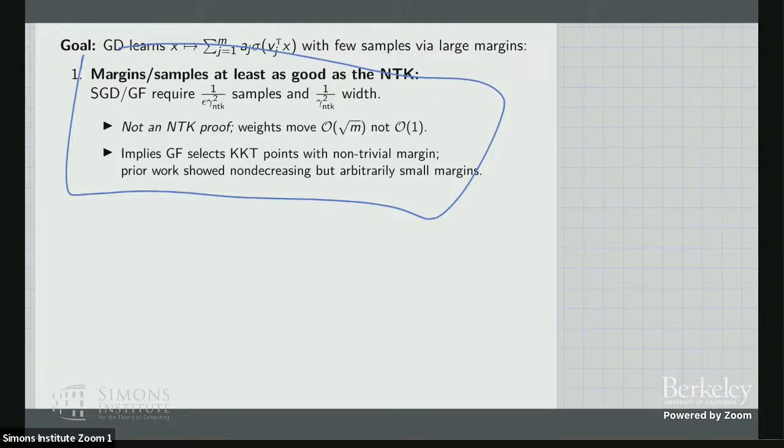And this also implies that gradient flow can select non-trivial KKT points. There was a question of whether gradient flow just goes to the worst KKT point of the margin objective. In this result, I can say that we select better ones. Okay, that's the first class of results. And again, they're a little bit modest at first because the margin that I'm referring to is the NTK margin, but then it has these interesting attributes.